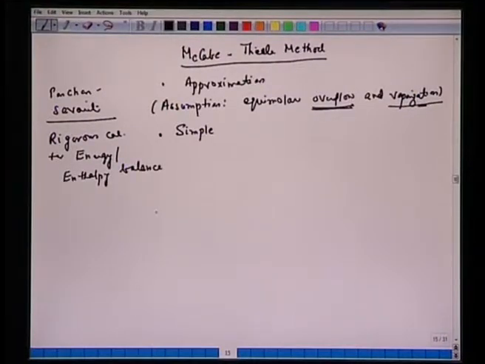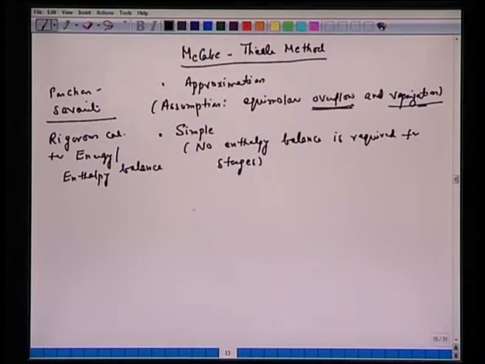All right. In this case, no such enthalpy balance is required for a stage or for stages. So you can see the method is quite simple here, and we don't require any enthalpy balance. All right. Of course, we have some minor calculations for the feed tray. So any balance we will do, it's only for the feed tray.